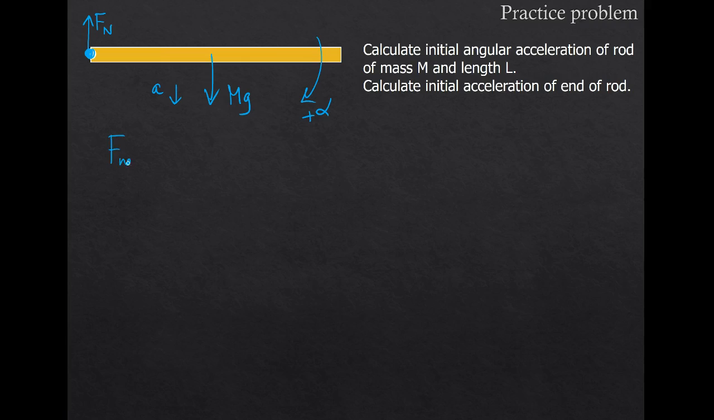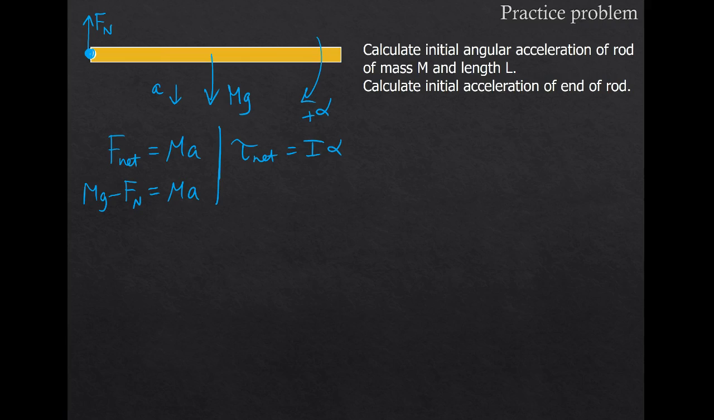So first of all, the net force will be equal to ma, and the net torque will be equal to I alpha. Okay, so the net force is actually going to be mg minus F normal is equal to ma. But we're going to have to come back to that. We don't have quite enough information just yet. We don't know the normal force.